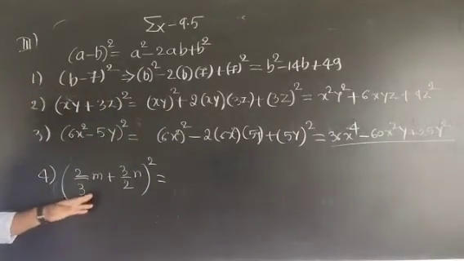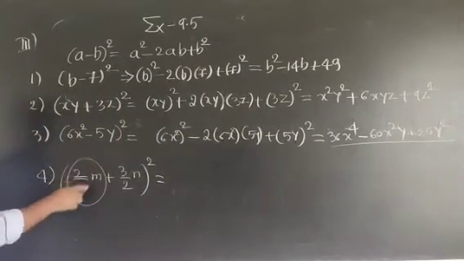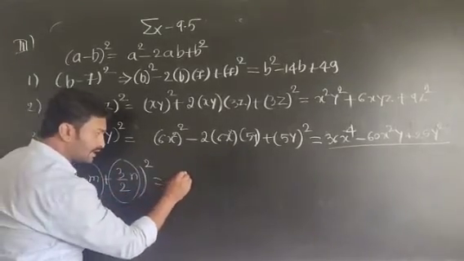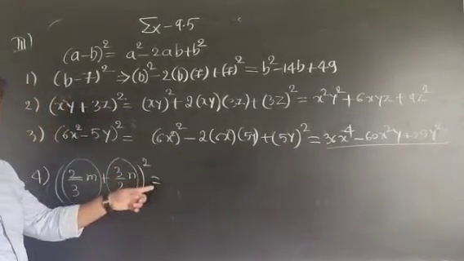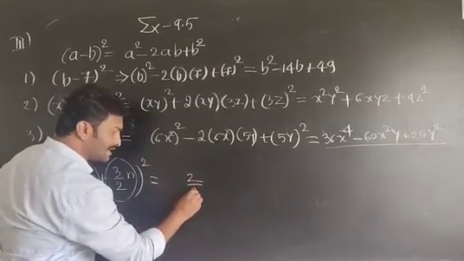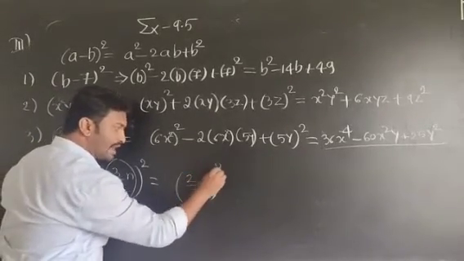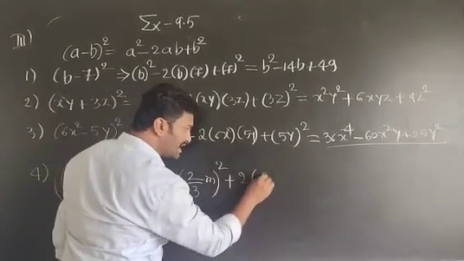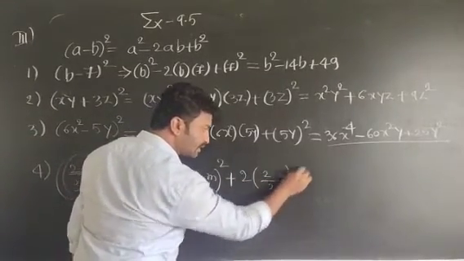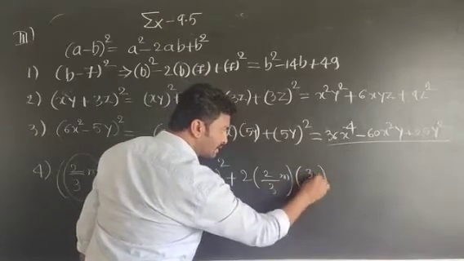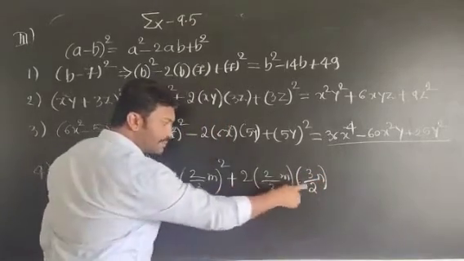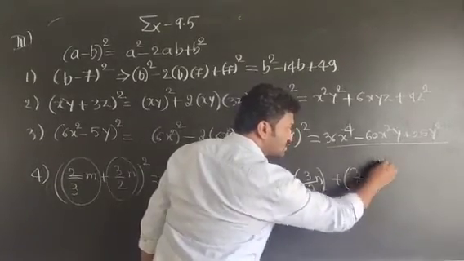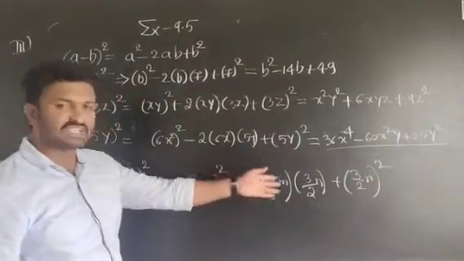And next one, here a value is 2/(3m), b value is 3/(2m). This is based on (a + b) whole square. a² plus 2ab plus b². Okay, we'll simplify this one.